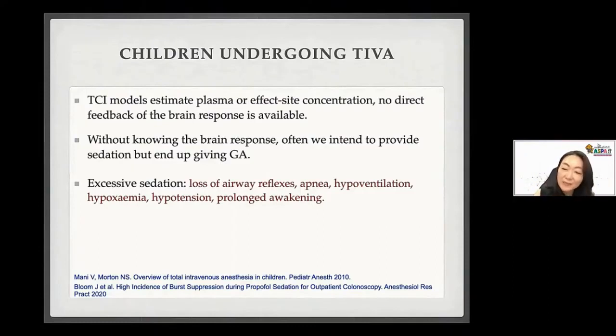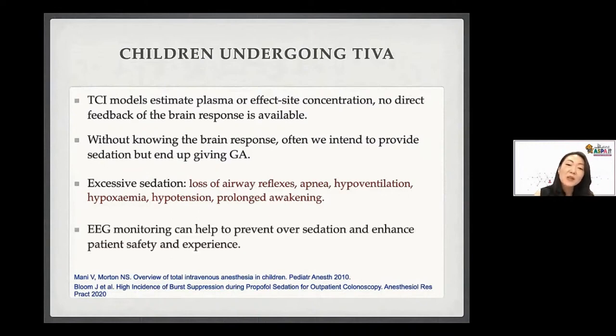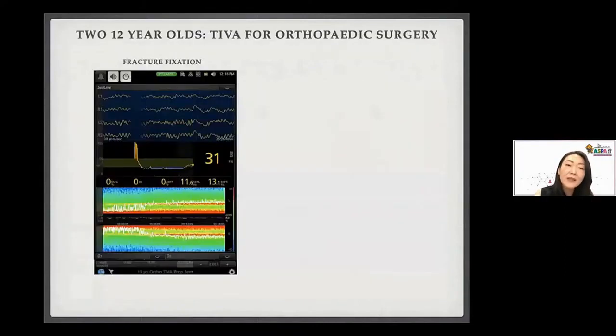With excessive sedation, there's a risk of loss of airway reflexes, apnea, hypoventilation, hypoxemia, hypotension, and prolonged awakening. So EEG monitoring can actually help to prevent oversedation and enhance patient safety and experience. Here I want to show you two 12-year-olds, both undergoing total intravenous anesthesia for orthopedic surgeries. The one on the left is having a fracture fixation. At this point, TCI propofol is running at 4.8 micrograms per mil plasma level.